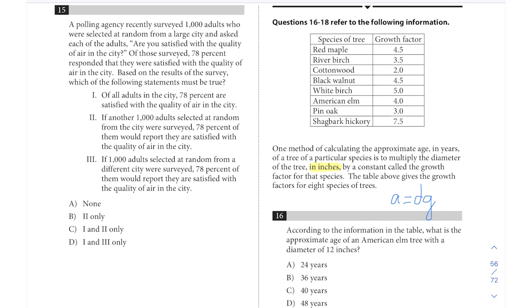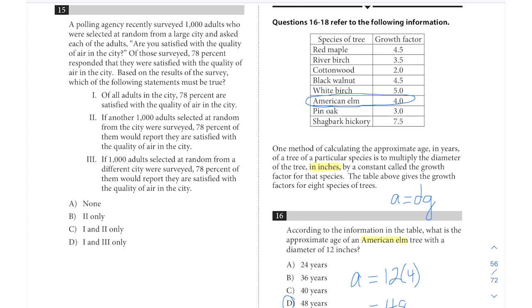For question 16, according to the information in the table, what is the approximate age of an American elm tree with a diameter of 12 inches? So they're asking for age. They give us a diameter of 12, and we would have to find the growth factor for American elm. So we look it up in the table. American elm has a growth factor of 4. We plug that in. 12 times 4 gives us an age of 48.